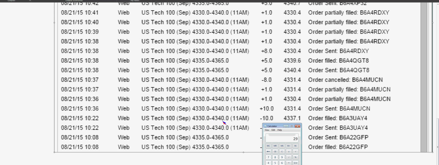I get $29. I'm risking $29 on this trade, per contract. How many contracts does it take on NASDAQ or US Tech to equal one NASDAQ spread? You can tell me, how many contracts does that take?